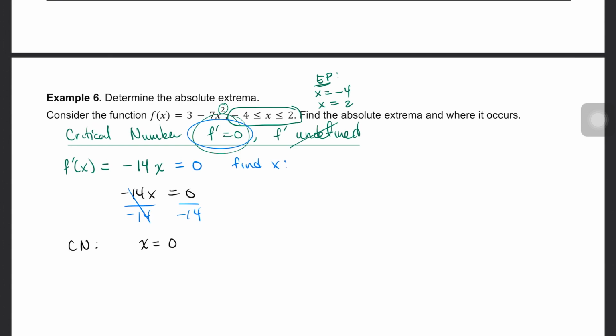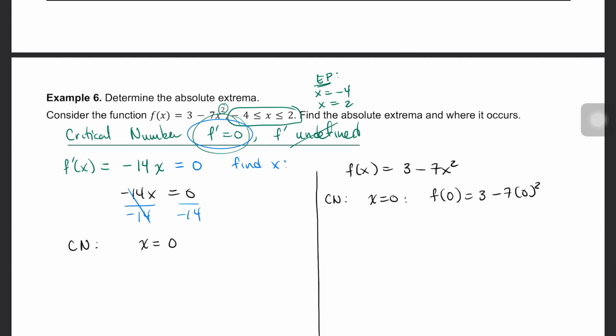So all we have to do is compare these values, right? In order for us to find the absolute max, we just have to compare all those numbers and plug them into the original function. So we're going to use the original function and the critical number, in this case x equals 0, and plug it into the function. And we know that 0 squared is 0, times 7 is 0, and 3 minus 0 is 3.